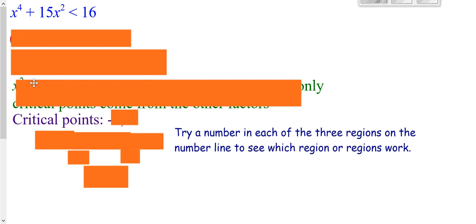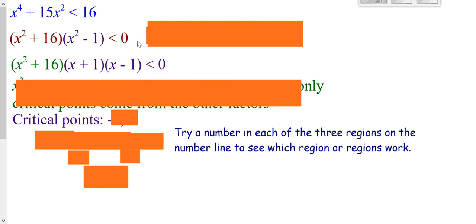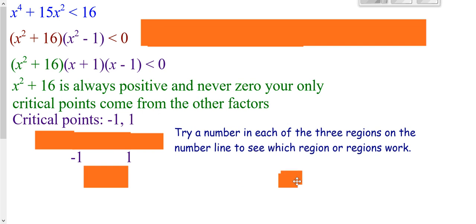Same type of thing here. We're going to get 0 on one side. We're going to factor it. The second one is a difference of squares. This first one, if I square something, it's 0 or positive, and add 16, the green is always positive. So my critical points come from the dark blue. So I'm going to put both the 1 and -1 on my number line, and then I'll try a number in each region to see what works.